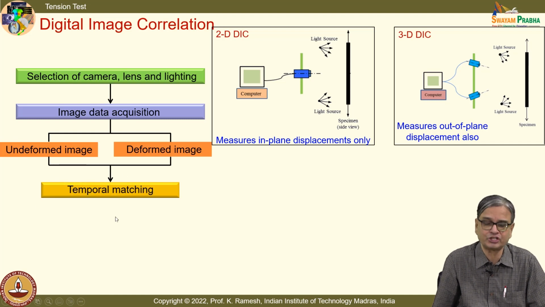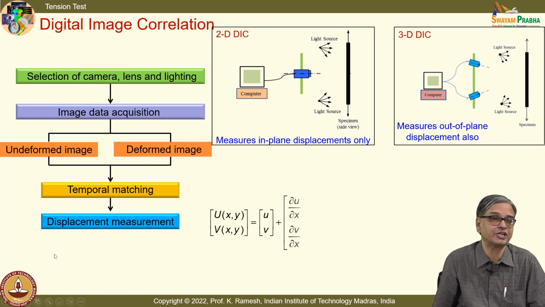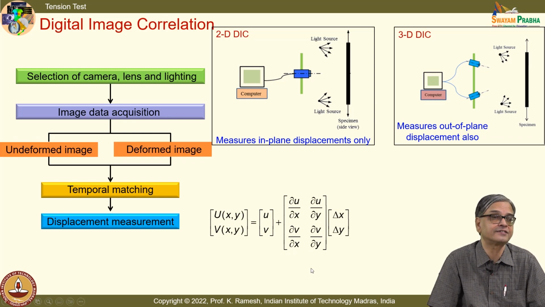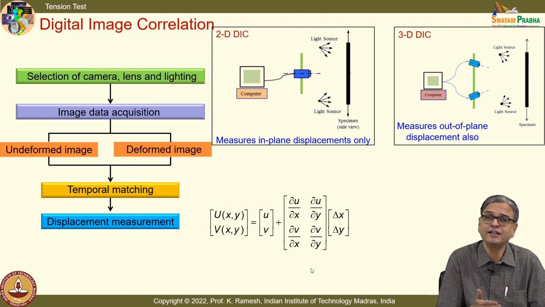Then I do temporal matching. Temporal means time dependent matching. So, I look at an undeformed image and a deformed image, and primarily I get displacement information. While I find out the displacement, I not only find out u and v components, but I also try to find out ∂u/∂x, ∂u/∂y, ∂v/∂x, and ∂v/∂y. I also try to measure the gradients. Why do I try to measure the gradients? With these gradients, I can find out the strain components later.